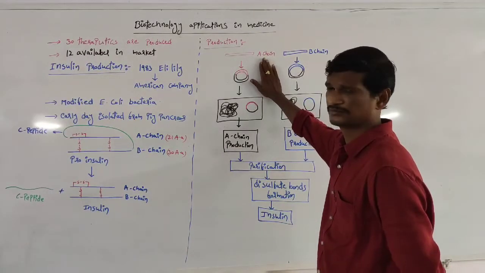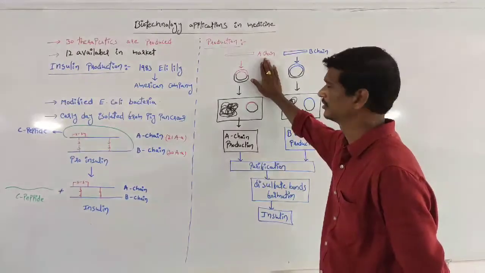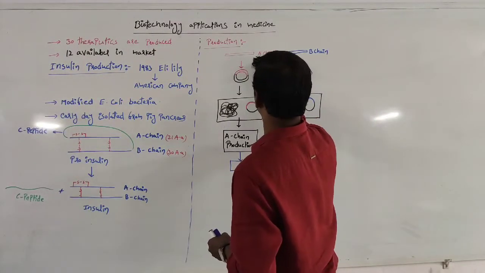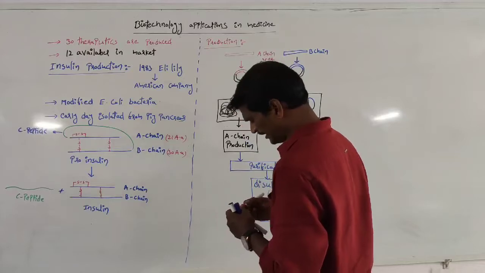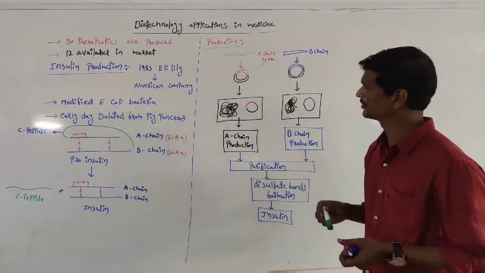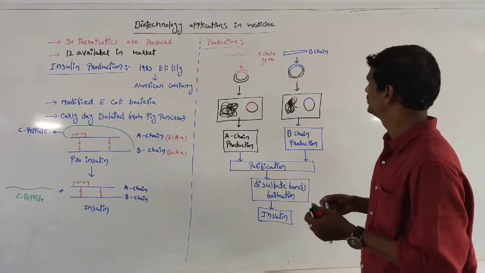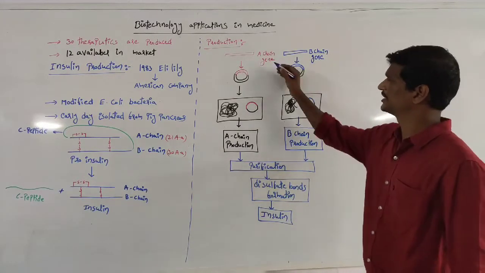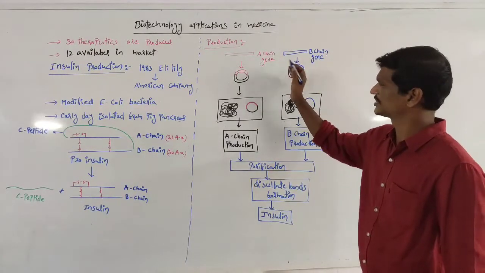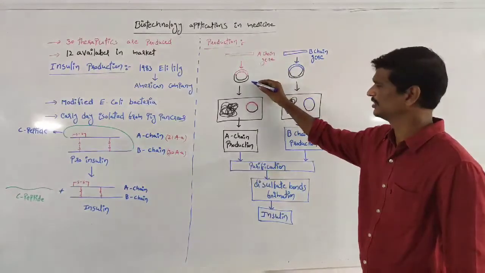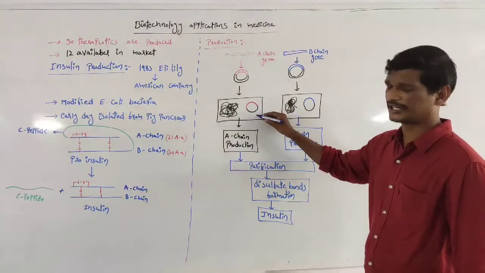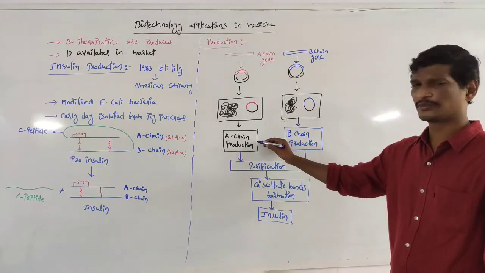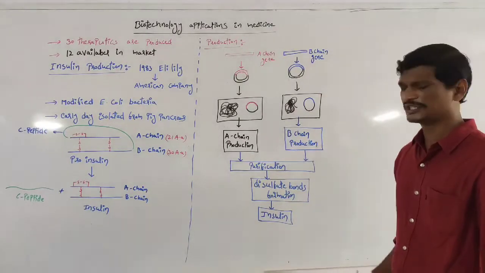There is an A chain, and this is the A chain gene. The A chain gene is responsible for A chain production. And this is the B chain gene. So here there is an A chain gene and a B chain gene. These are separately introduced into a vector, and the vector is introduced into bacteria. The bacteria is E. coli.